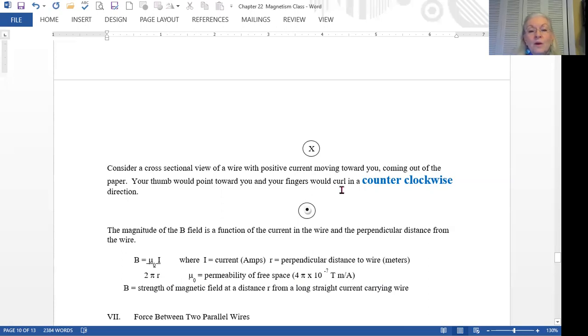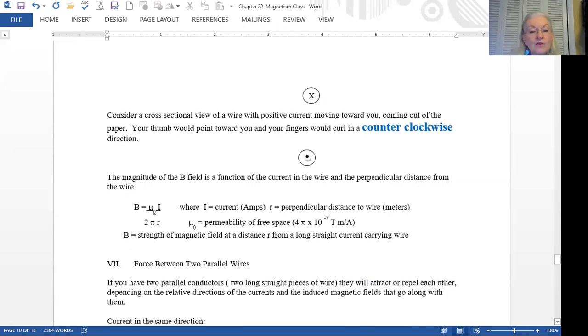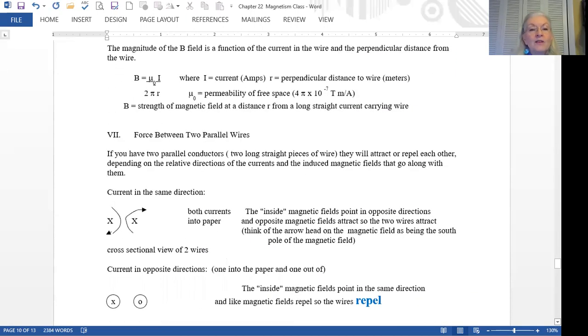Top one would be clockwise, bottom one would be counterclockwise. There is an equation that relates the strength of the magnetic field to the current and to how far away you are from it. You don't need to memorize this equation. You've had two to remember, and this was not one of them.